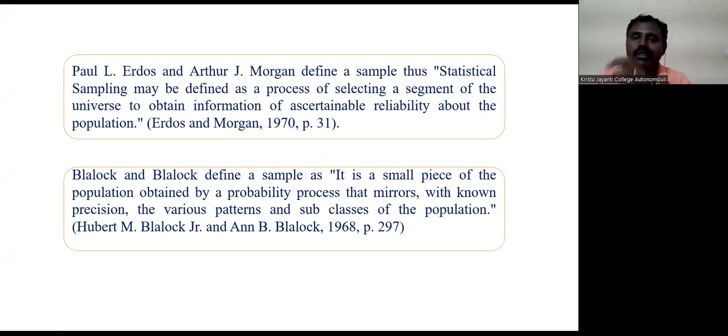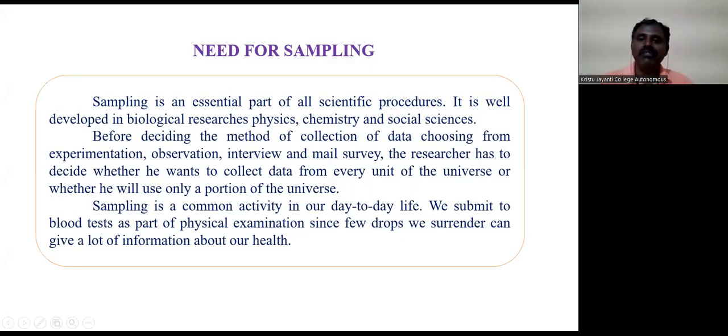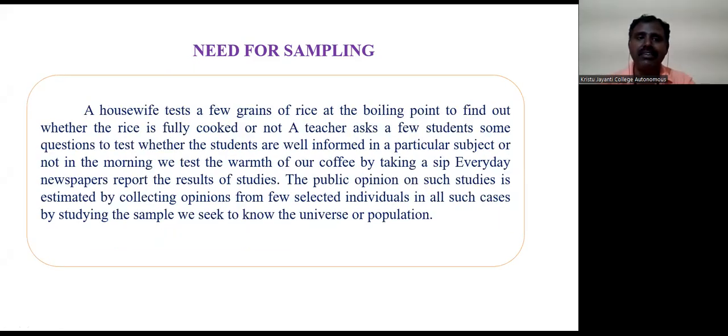So why the need for sampling? Because the population size is huge, and it is very difficult to collect the data. For example, say there are 10 lakh people. To meet 10 lakh people and collect the data is very difficult. So during that time, we will select a few samples, and only for that sample can we collect the data, and it is easy for us. That is the reason we go for sampling.